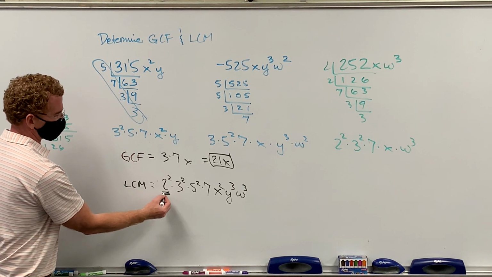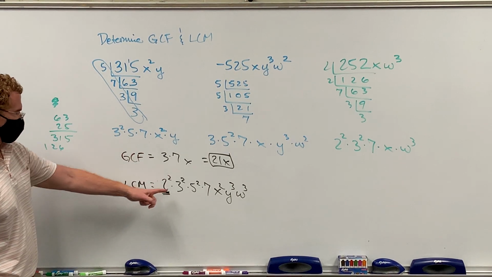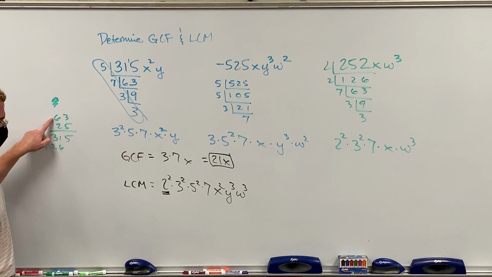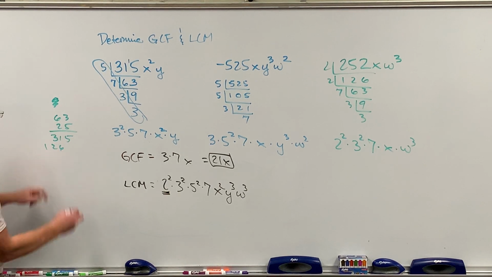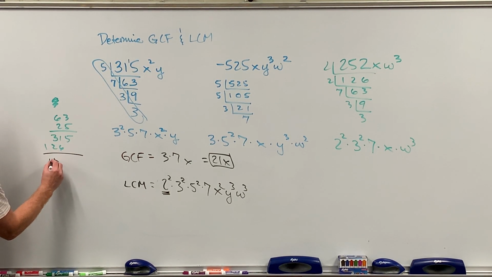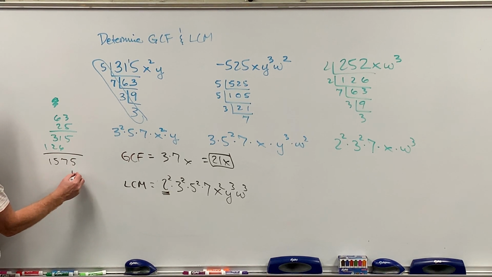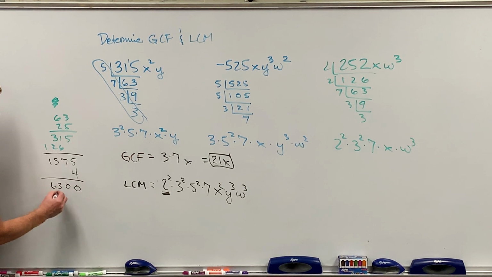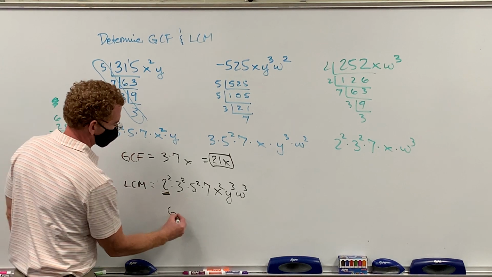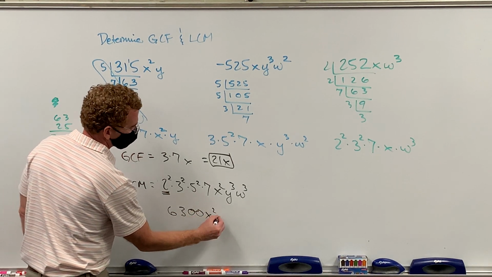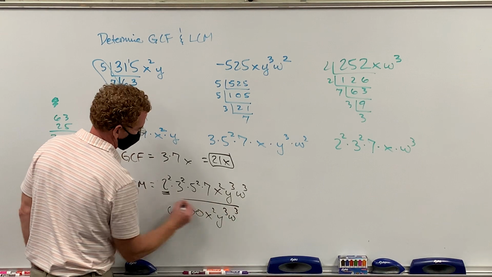Is that the only factor out front? 9, 25, yeah, so there's my 9, 7, there's my 25. So what did I have, 1575? Is that what I had before? Yeah. Times a 4. So whatever that is. Maybe? Yes. 6,300? X squared y cubed w cubed.